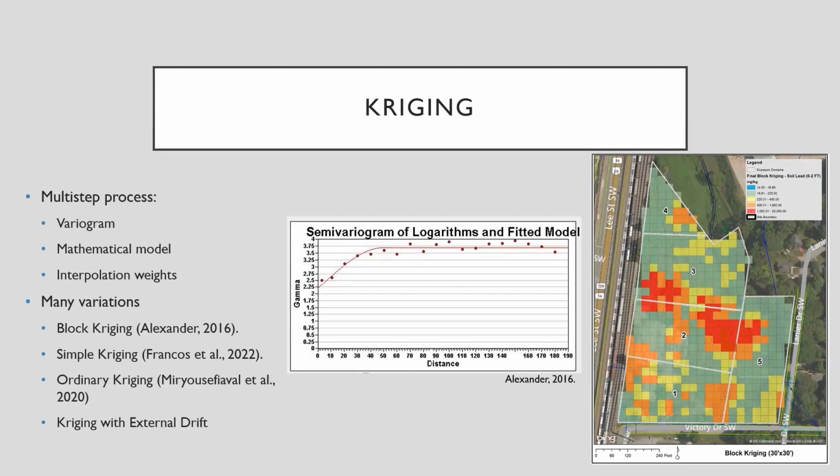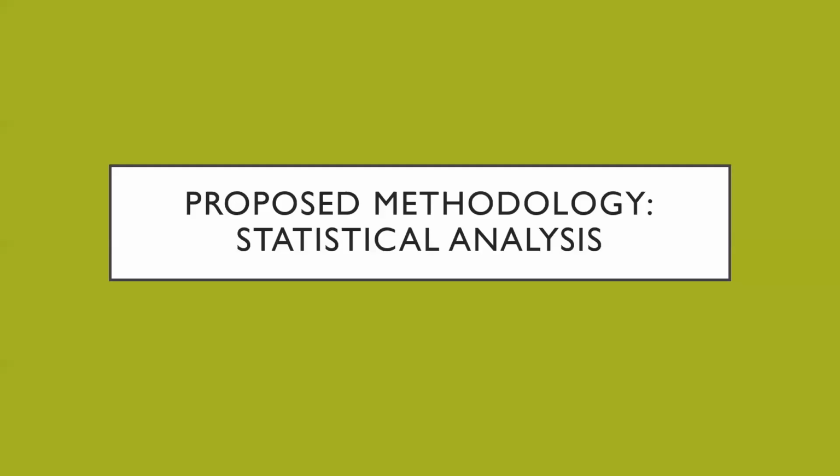Kriging with external drift is another common method that uses ordinary kriging combined with an underlying trend modeled using a secondary variable that is found to be correlated to the data. In the case of lead levels, topography has been found to influence lead levels, and this trend can be incorporated using kriging with an external drift.